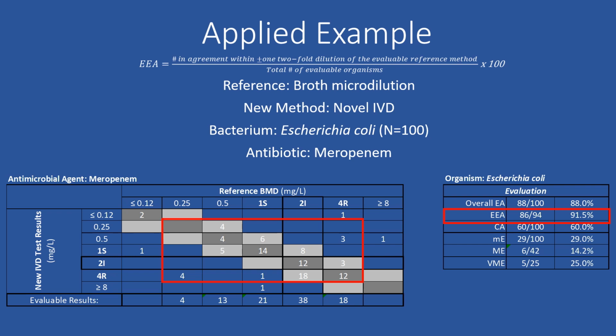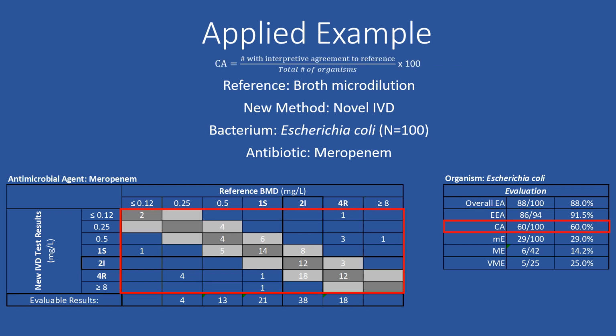Sum up all the values in the gray region and use these as the numerator, so we get 86. So 86 divided by 94 is 0.915, and then we multiply this by 100 to get 91.5%. The interpretation of this result is that 91.5% of the organisms tested presented MICs that fell within 1 log 2 dilution when comparing the test method to the reference.